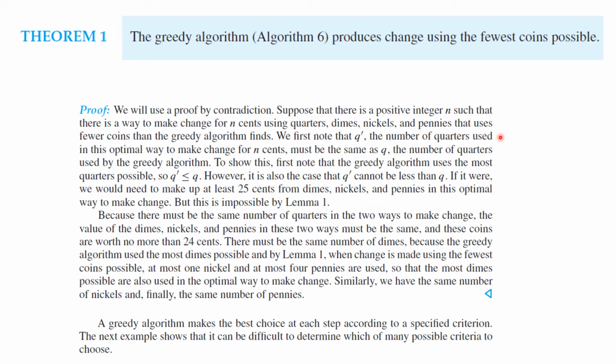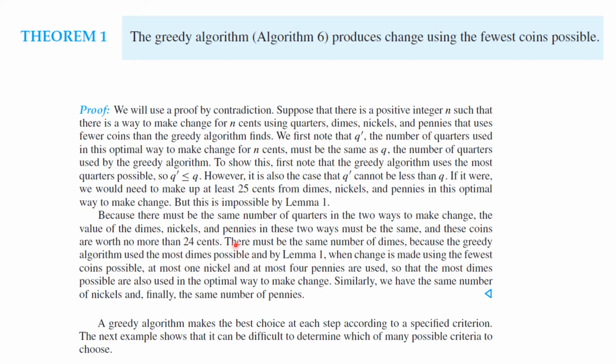So we're showing that the quarters must match. To show this, first note that the greedy algorithm uses the most quarters possible, so q prime is less than or equal to q. However, it is also the case that q prime cannot be less than q, for if it were, we would need to make up 25 cents from dimes, nickels, and pennies, and our lemma that we just proved says you can't do that, and so that's impossible. So you see, we know then that q prime is equal to q.